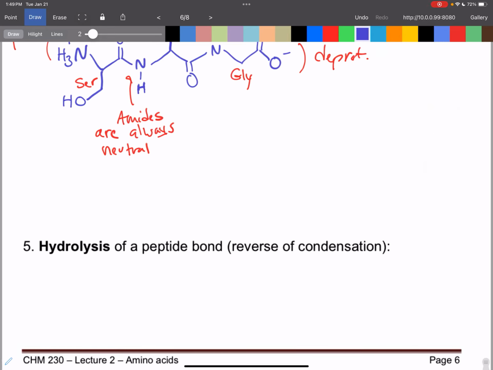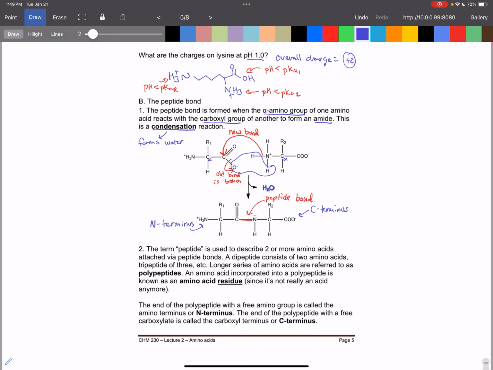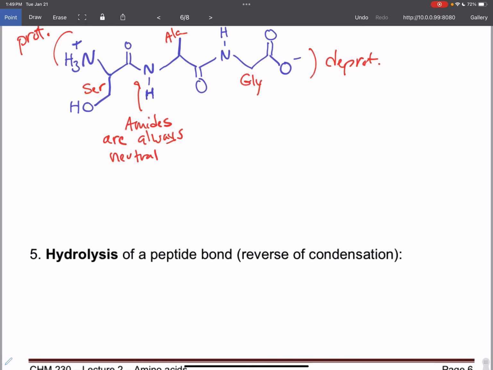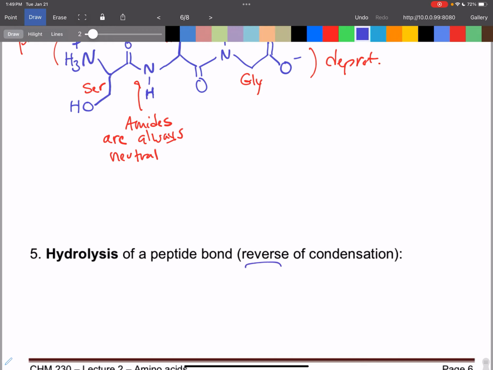So next I want to show you how we can actually break up peptide bonds through a reaction called hydrolysis. I'm going to back up one slide and just remind you that the peptide bond was formed through a condensation reaction that resulted in the formation of water. So we combined a carboxylate group and an amine to make an amide, and that was a condensation reaction that yielded water as a byproduct. Well, guess what? Hydrolysis is the reverse of condensation.